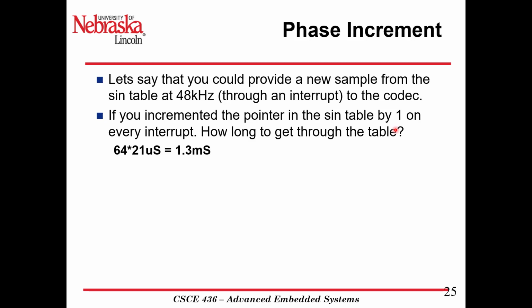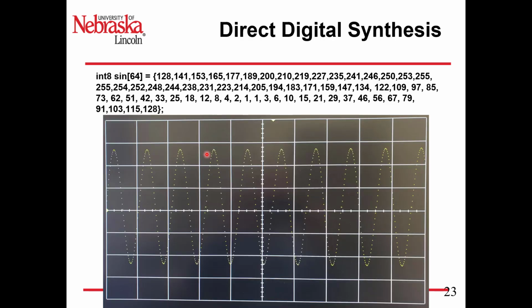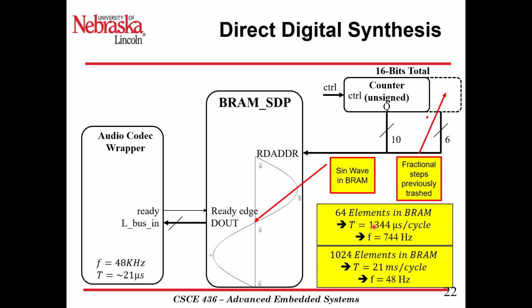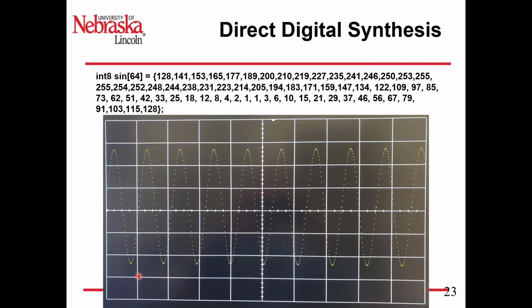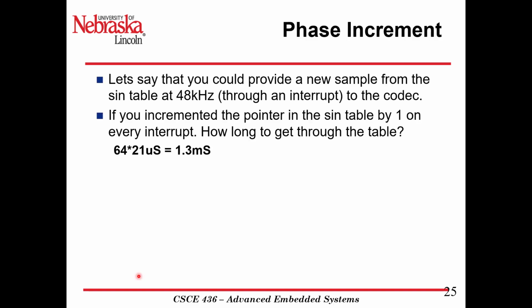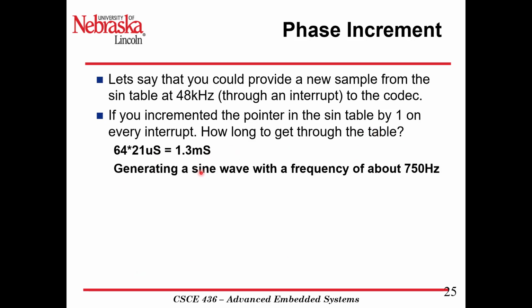I learned about this on previous slides. It's going to take basically 1.3 milliseconds, right? Through the period, 1,344 microseconds per cycle. 64 elements at 21 microseconds per update gives us that. So the increment through the entire table would take about 1.3 milliseconds. That generates our sine wave at around 750 hertz.